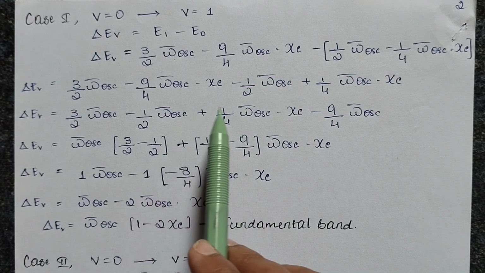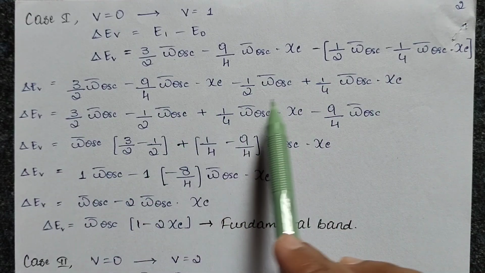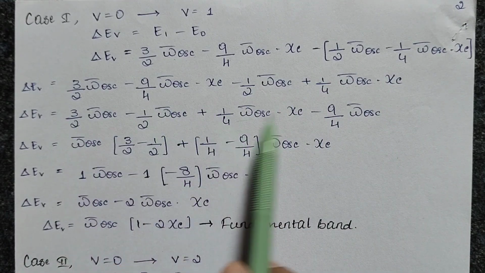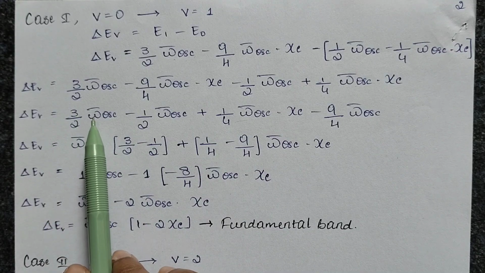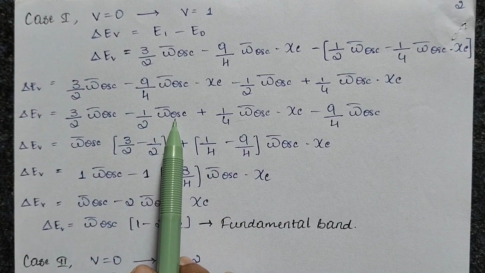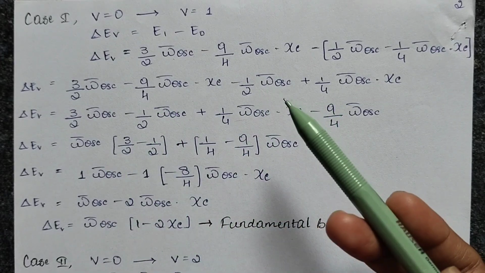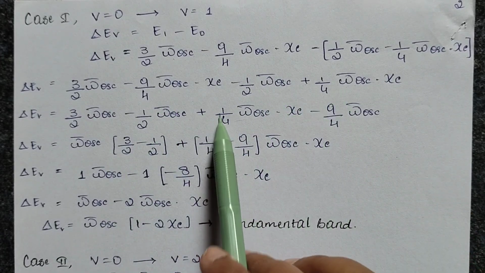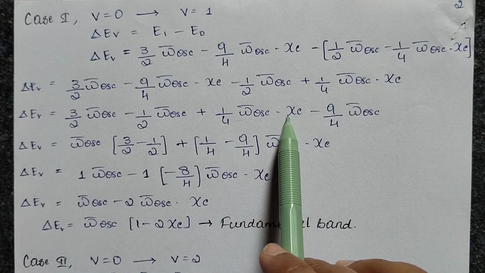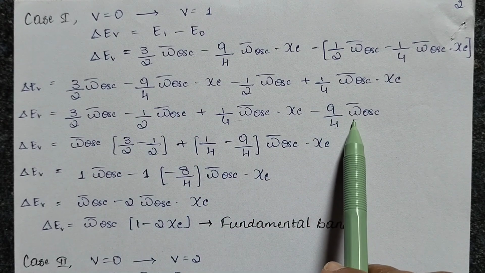Now we'll rearrange the equation so that the denominators are the same, that is 3/2 omega dash oscillation minus 1/2 omega dash oscillation, which was here. We have rearranged corresponding to their denominators, plus 1/4 omega dash oscillation into XE minus 9/4 omega dash oscillation into XE.